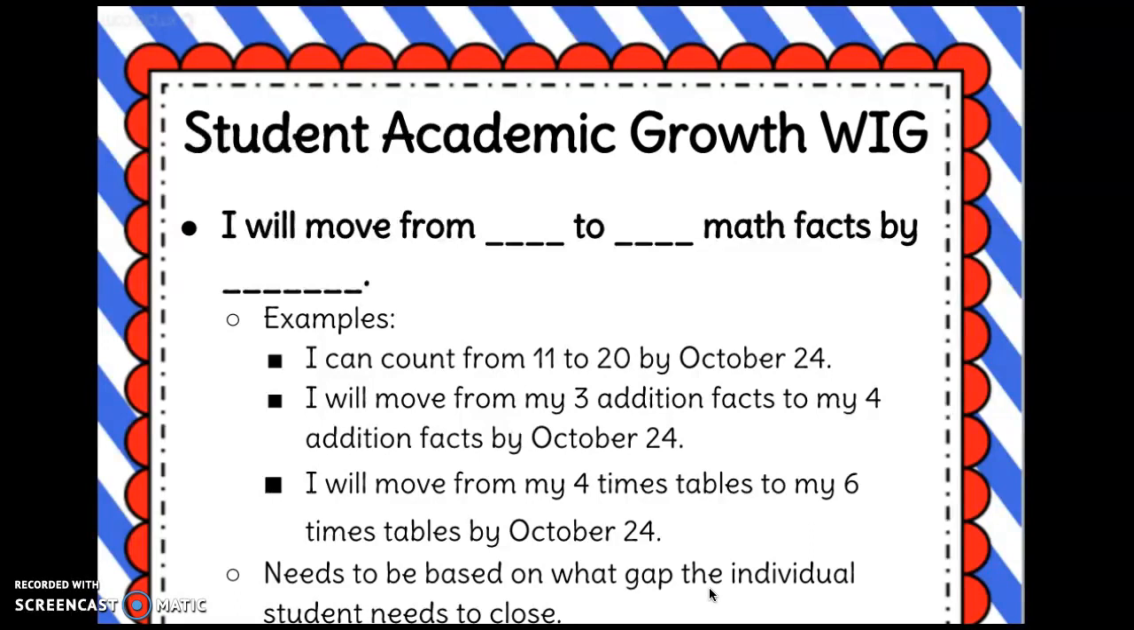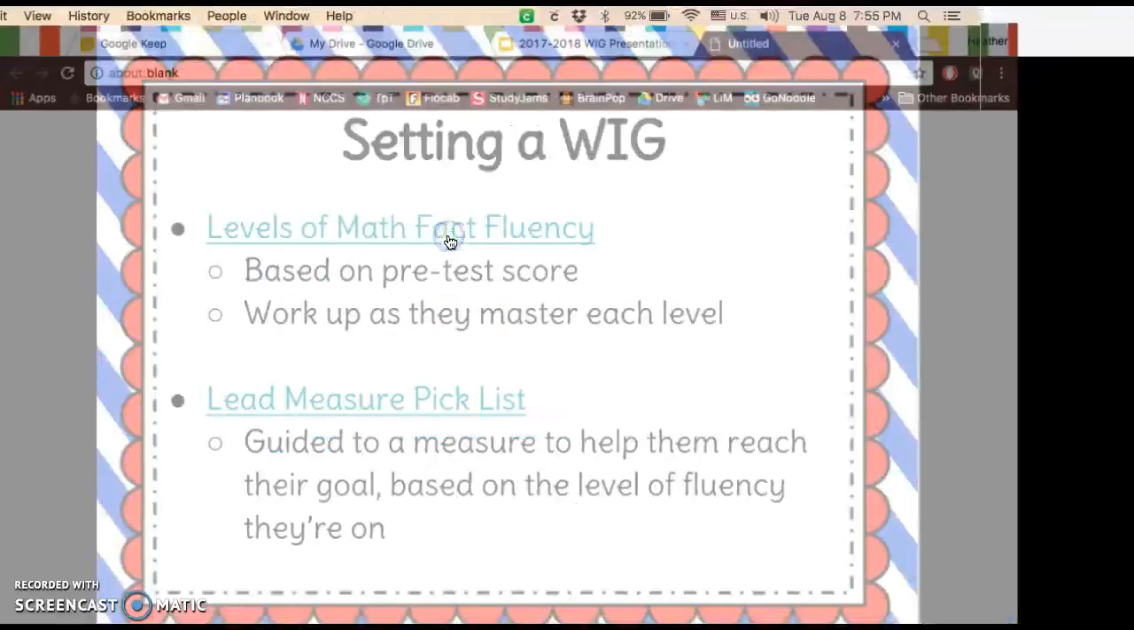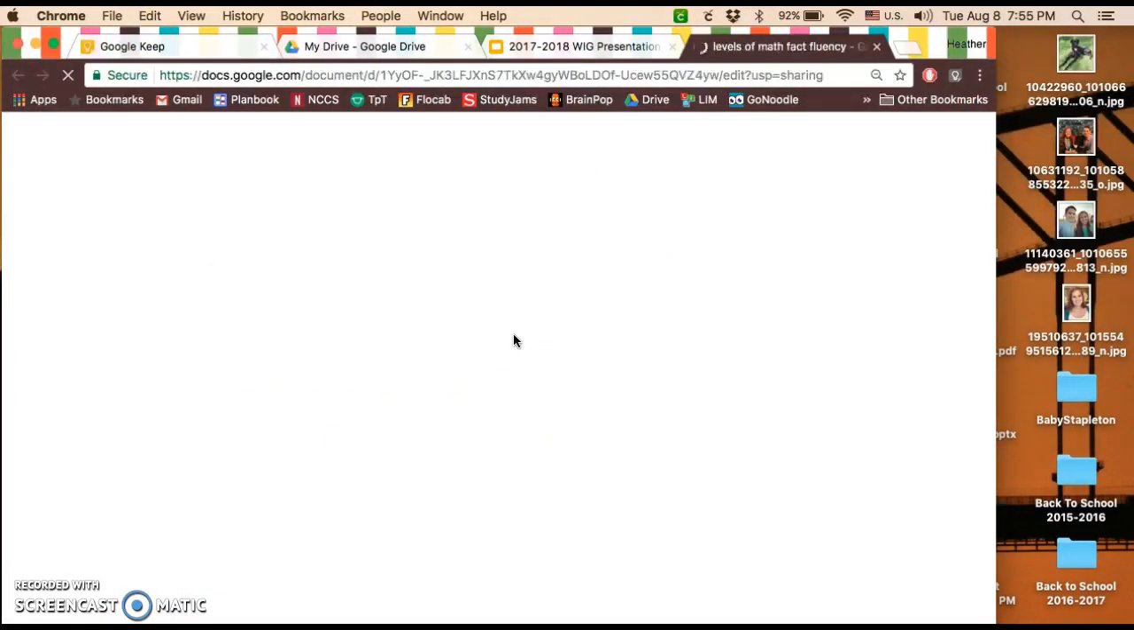They might have to back up and fill in whatever gaps they may have from earlier number sense levels. So that kind of leads into where we can set our WIG. As the Lighthouse team, we have put together these levels of math fact fluency and then our lead measure pick list. We're going to start here with the levels of math fact fluency, and this is where we will base this level on a pretest score, and then they work up these levels as they master each task.